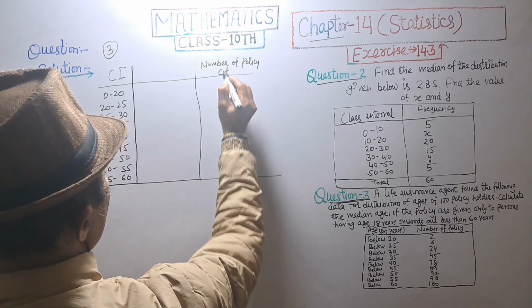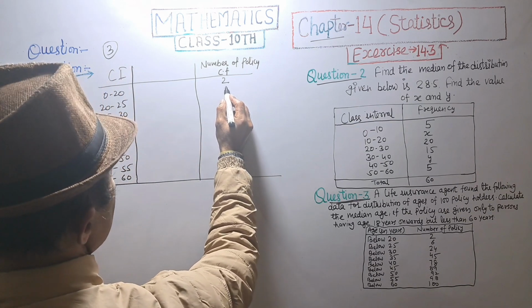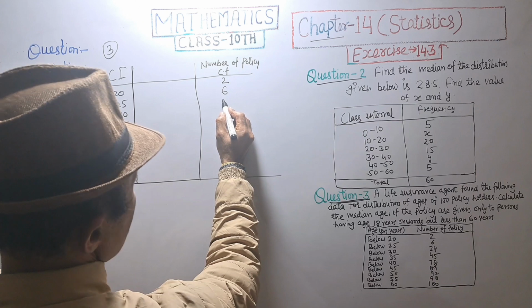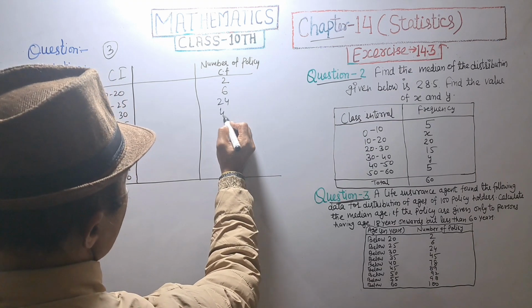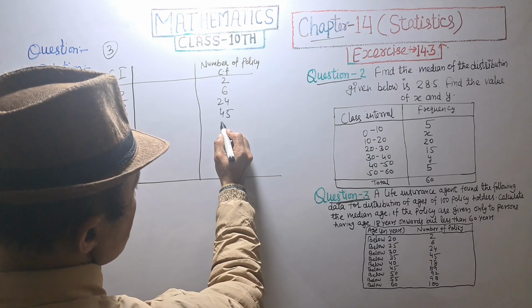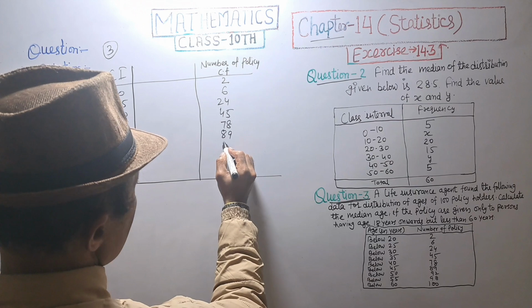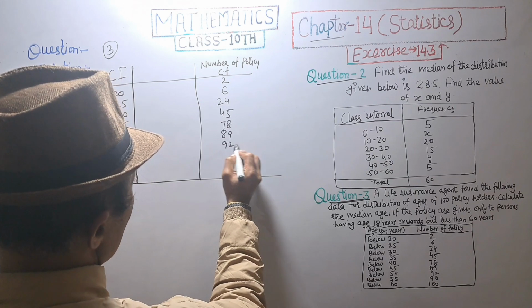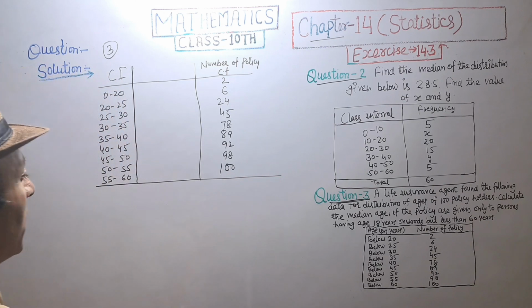That is, cumulative frequency: 2, 6, 24, 45, 78, 89, 92, 98, 100.